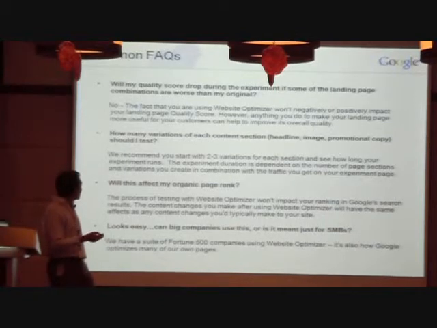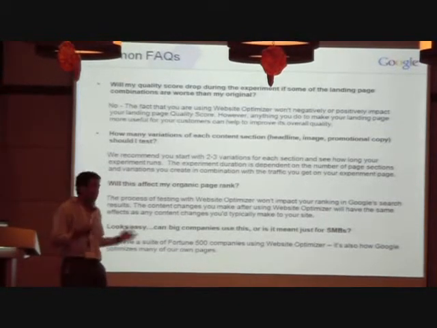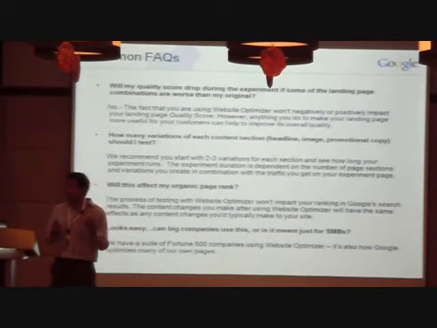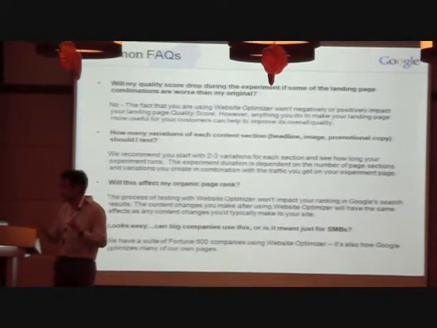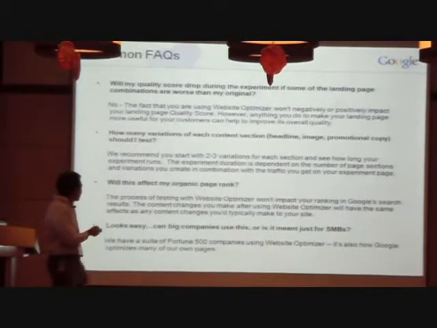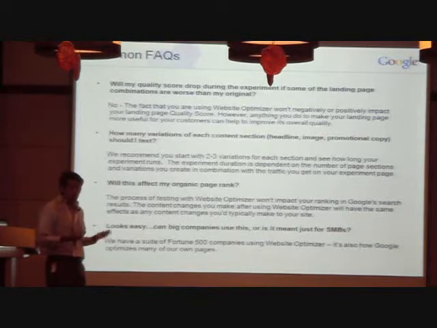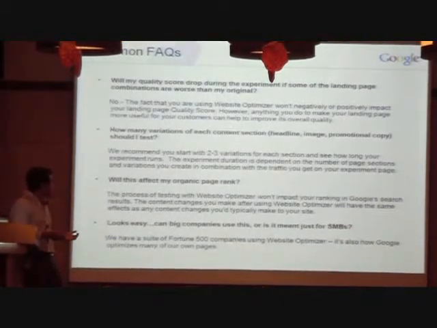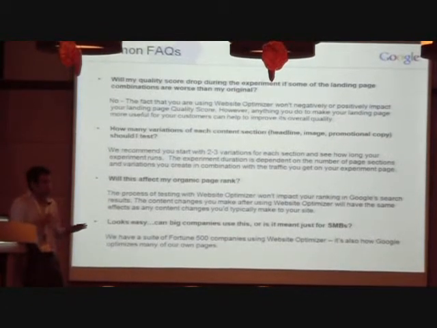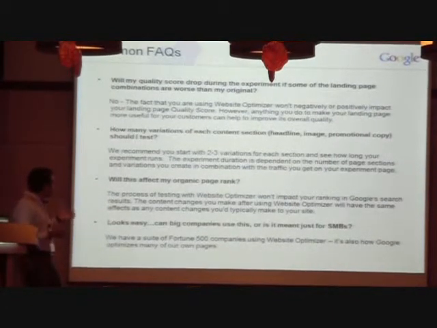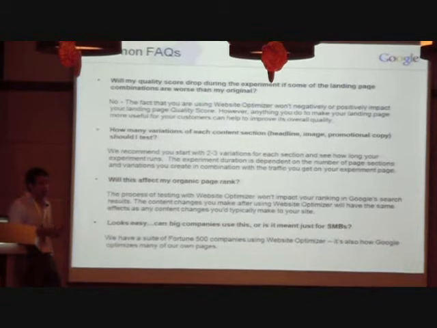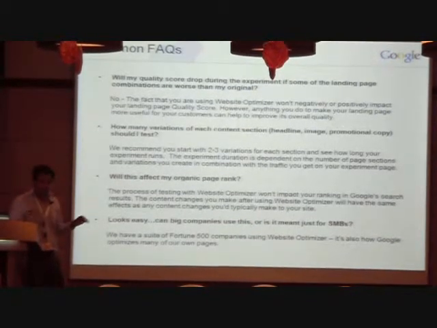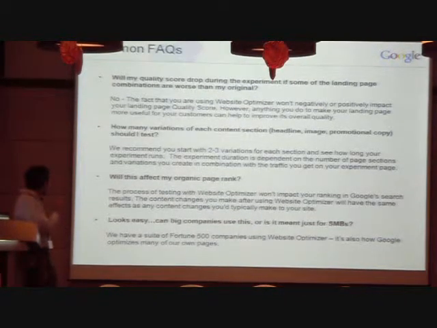And just to wrap up, some common FAQs. Will my quality score drop? Your quality score is unaffected by Website Optimizer. Don't worry about that. How many variations should you test? Start off small, 2 or 3. Will my organic page rank be affected? Very common question. Absolutely not. The technical people: Website Optimizer uses JavaScript. Our spiders look at HTML. No effect whatsoever.